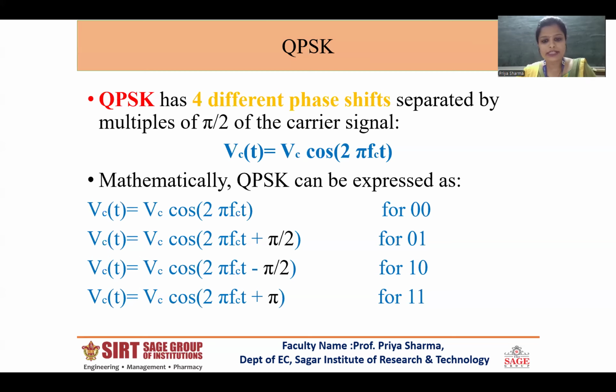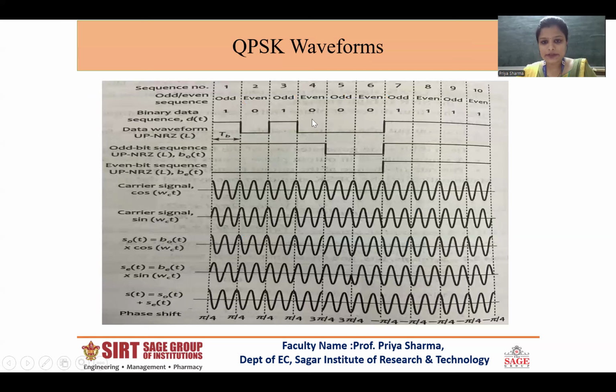Mathematically, QPSK can be expressed as, for a signal 00, it is the same as VC cos 2 pi fc t. For 01, it will have a phase shift of pi by 2. For 10, it will have a phase lag of pi by 2. And for 11, it will have a phase shift of 180 degrees. This is the waveform.